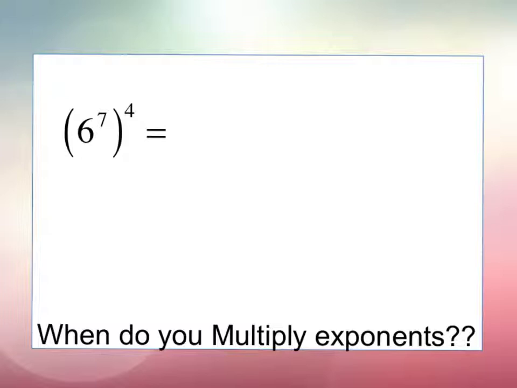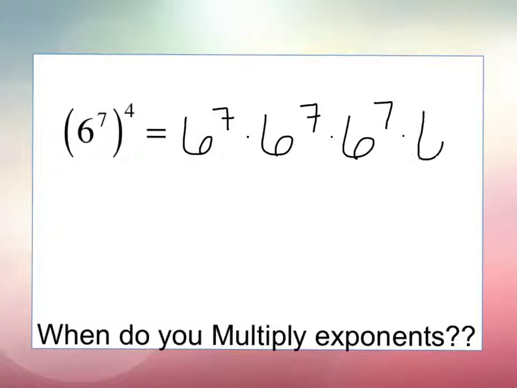6 to the 7th power, again to the 4th power. So this is a power raised to another power. We've got this kind of external exponent that we need to deal with. So in order to evaluate, I'm going to write 6 to the 7th 4 times. Times 6 to the 7th times 6 to the 7th. And by the way, you can do this in your calculator and double check to make sure you get the correct answer.